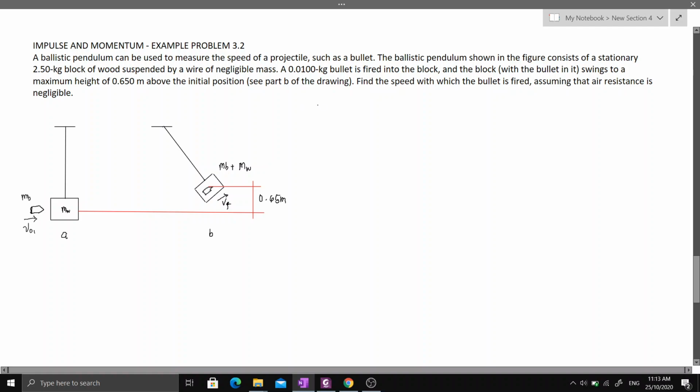So by conservation of linear momentum, we have 2.5 plus 0.01 kilogram, which is the final mass, times the final velocity v sub f.